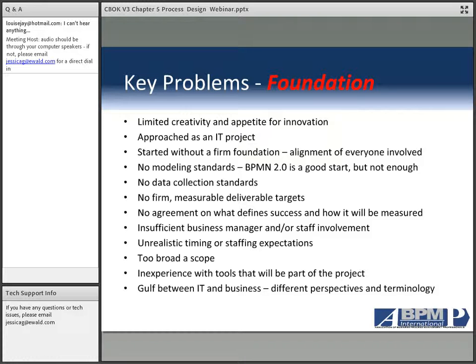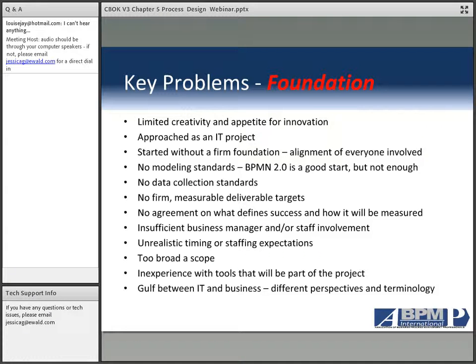We already talked about starting out with a firm foundation. A lot of organizations also have a problem because their models follow really no standard at all. Now, BPMN 2.0, or whichever version you may have, is a good start. But it doesn't go far enough because it doesn't address the performance requirements in your organization. It doesn't address compliance requirements. A lot of things that the modeling standards we have today don't address need to be folded in.